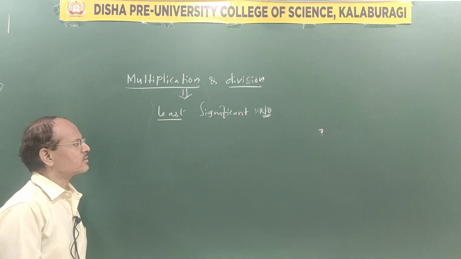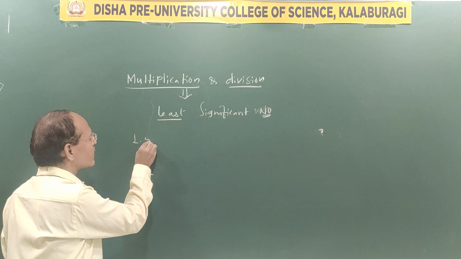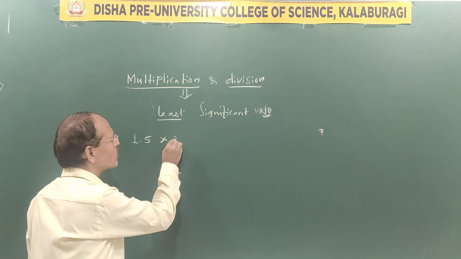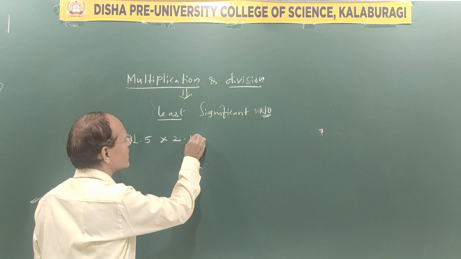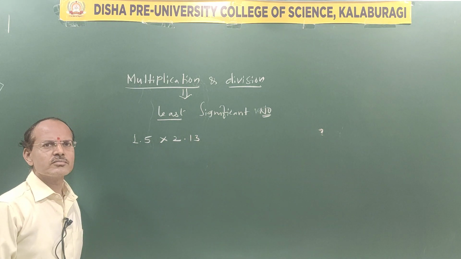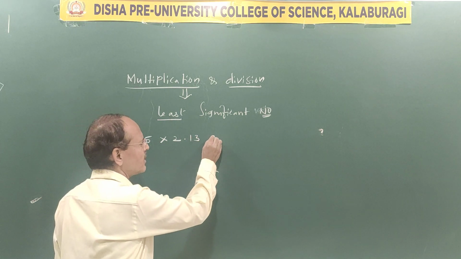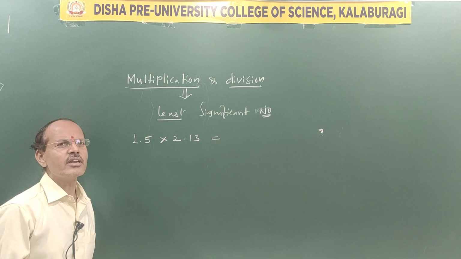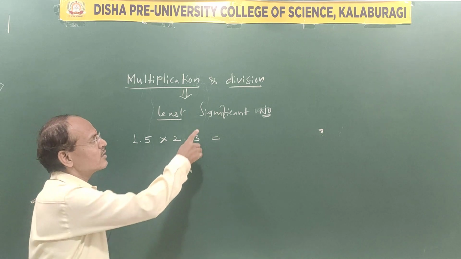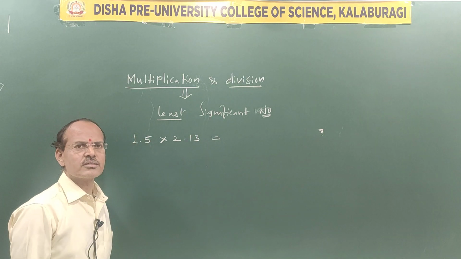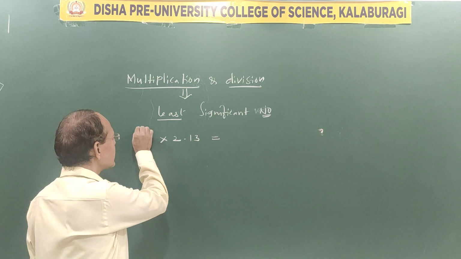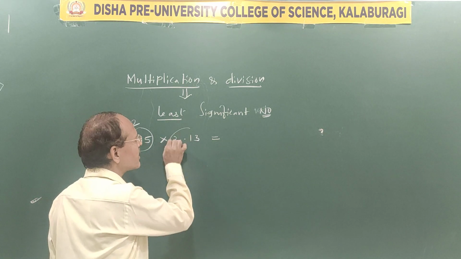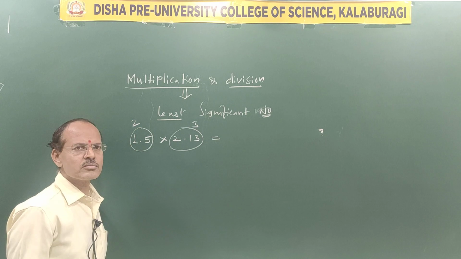One example: 1.5 into 2.13. Here there is no need to go for the calculation while presenting the number of significant figures. Here it contains 2 significant figures. Here it contains 3 significant figures.